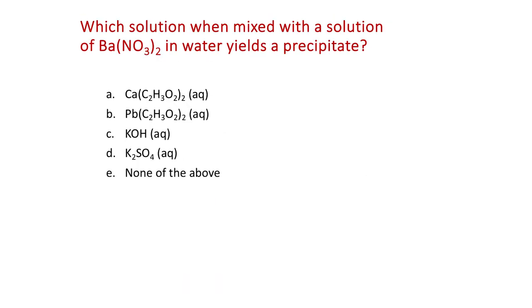Now let's take a look at a question like this, which is asking which solution, when mixed with barium nitrate, which is of course water soluble, so what solution when we add it to a solution of barium nitrate leads to the formation of a precipitate? Try this question, spend a minute or two on it. You can compare with your neighbors. You can use the solubility chart from earlier in the notes too. So give this one a try.